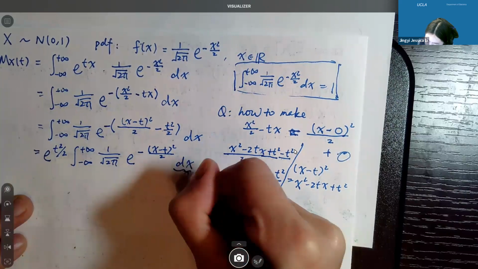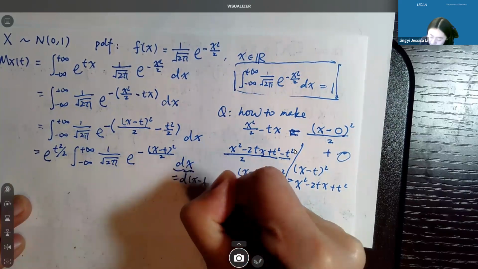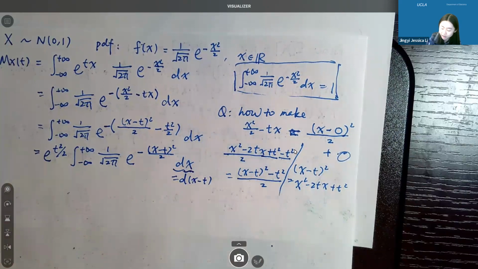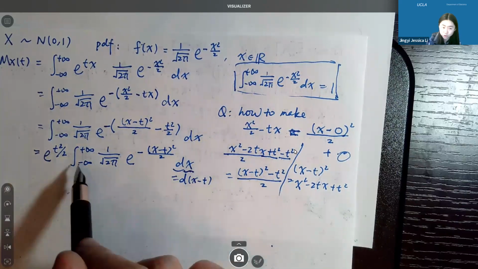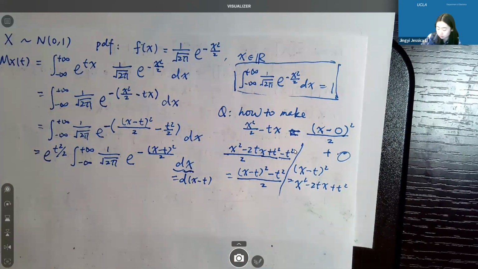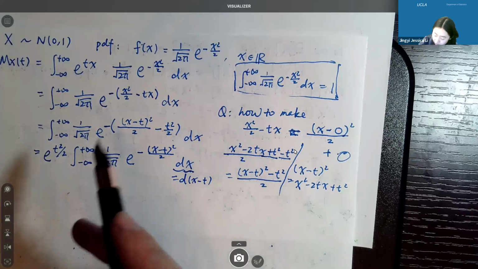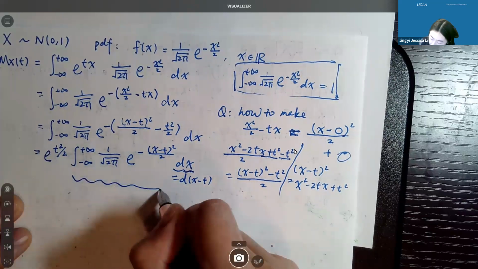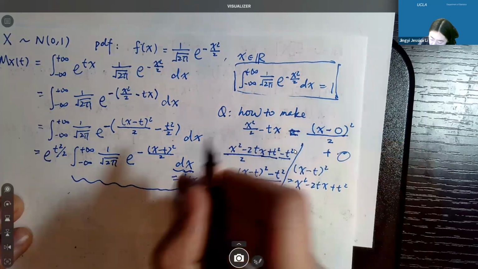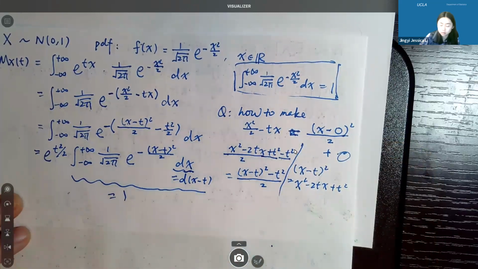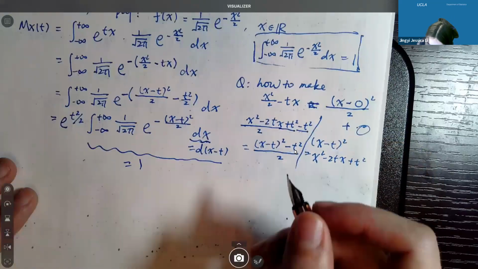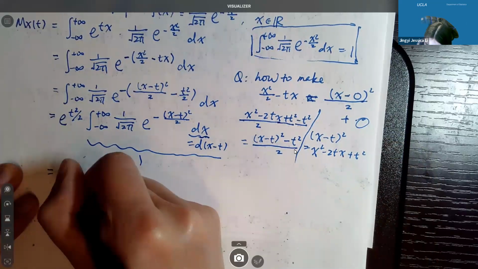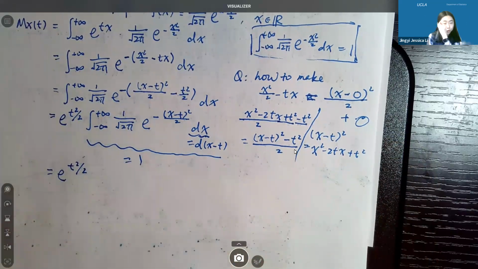And as I'm saying here, I can write this dx as d(x minus t). It doesn't matter because shifting by t doesn't change the range, so it's still the same integral. And for the second part, because of the box here, I know it's equal to 1. So I simplified it, and the moment generating function is simply exponential t squared over 2.